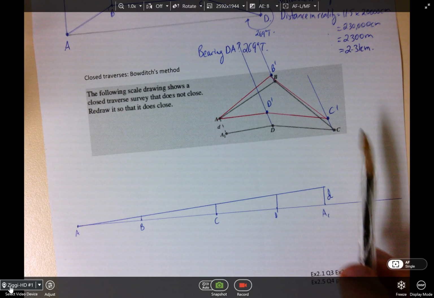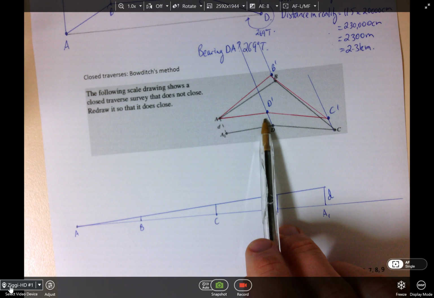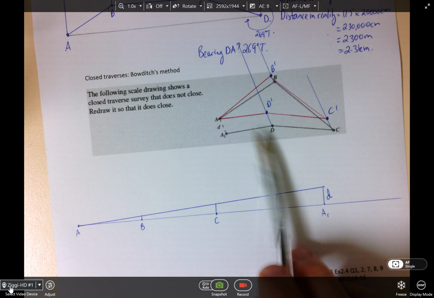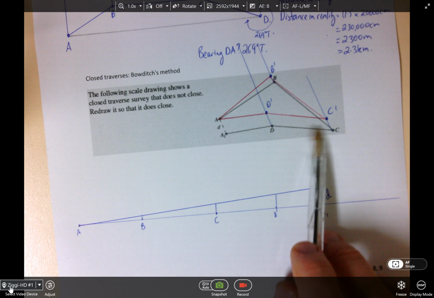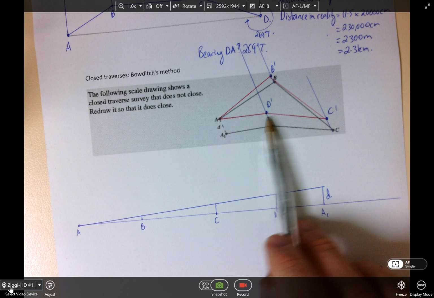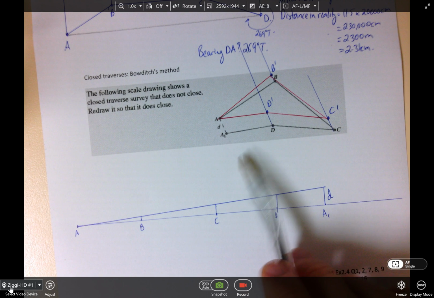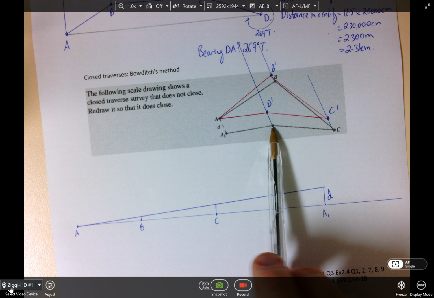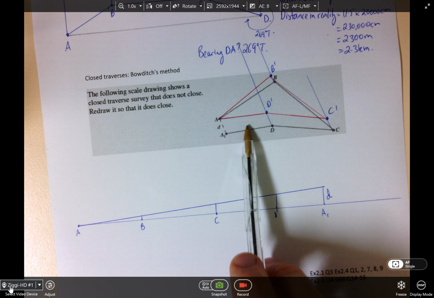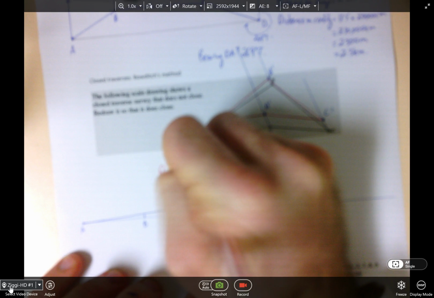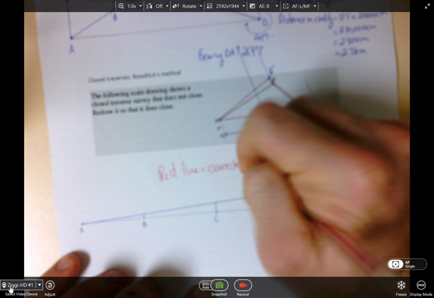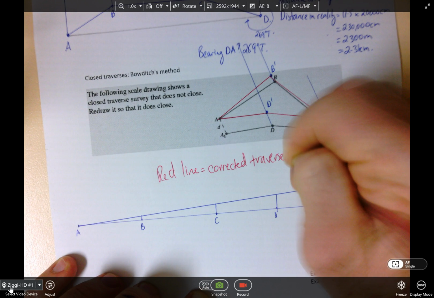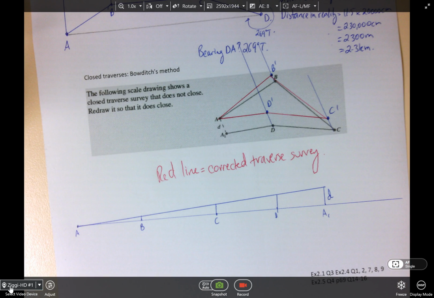So if you look at all these directions, they haven't changed that much. If you look from D dash to A, it's pretty much the same as that other path that we had. But since I've spread out the error through all of these points, with slight changes in all of these paths, I've been able to close the survey without just having to fudge it at the end from D to A. So the red line is the corrected traverse survey. And that was using Bowditch's method.